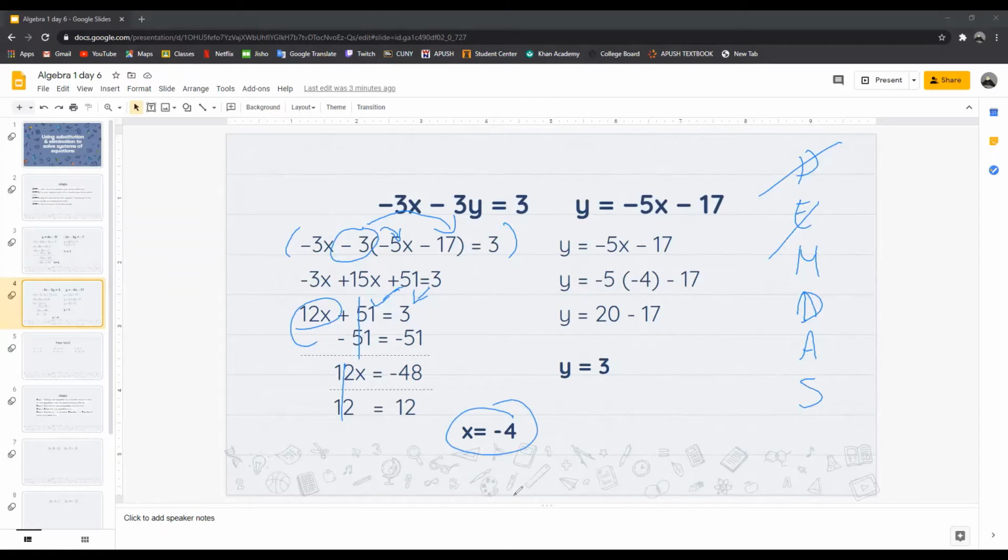And now you have to get your y value, which you do by plugging your negative 4 into whichever equation you want. I went with the simpler one. You could also use this one if you want, but simpler, easier. So you would place your negative 4 here, and you would combine everything. So negative 5 times negative 4 equals 20, take away 17, and you get your y value of 3. But again, you can't just leave it like that. You have to put it in coordinate point form, which is that x value is always first and your y value is always second.